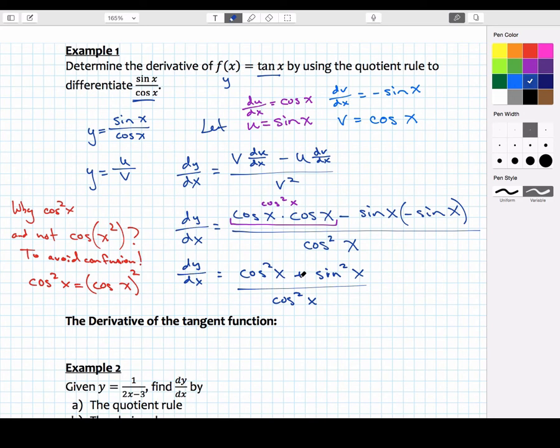Yeah, we could. I'm looking at the top here, and it really does equal 1. It's the Pythagorean identity. That's right, okay? This right here, the Pythagorean identity.